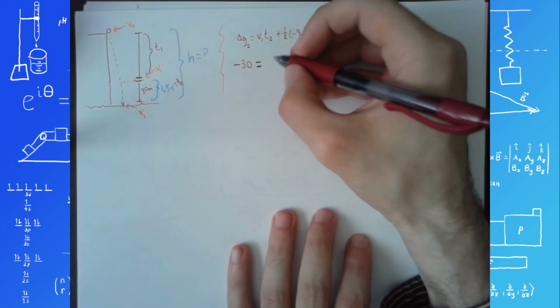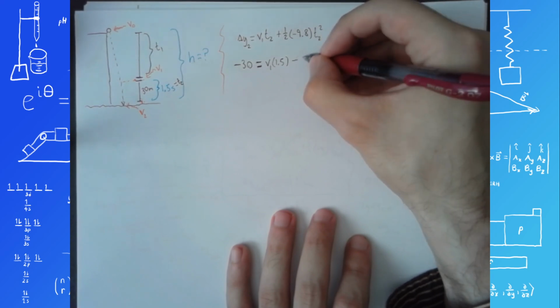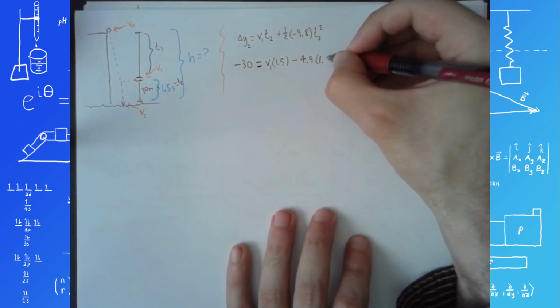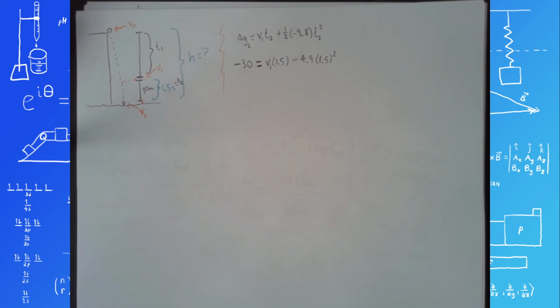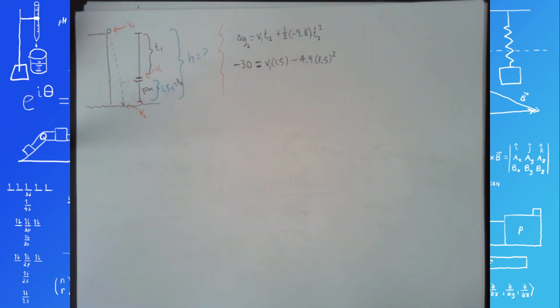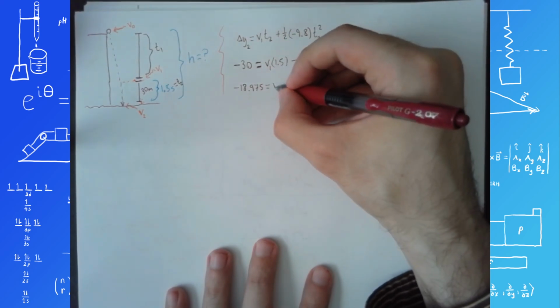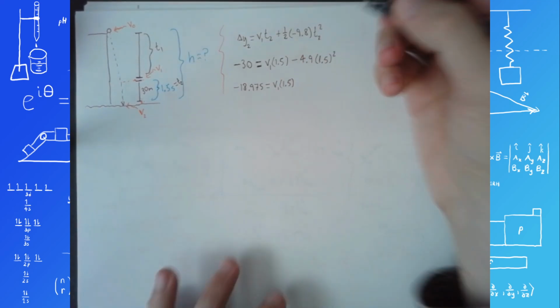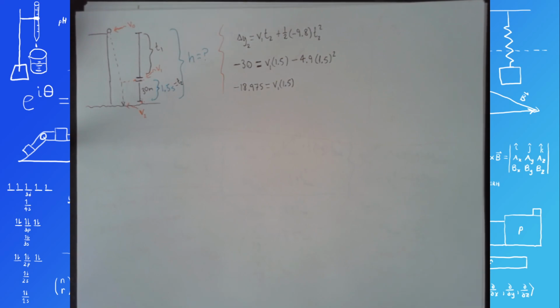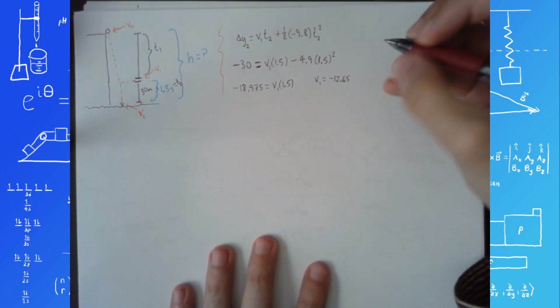Anyway, negative 30 equals V1 times T2. I don't know V1. T2 I do know is 1.5. Half of negative 9.8 is negative 4.9. And then T2 squared is 1.5 squared. Let's see. I'm going to add 4.9 times 1.5 squared over to the negative 30. So negative 30 plus 4.9 times 1.5 squared equals negative 18.975. This sounds like it might divide very nicely when I divide it by 1.5 here. So if I divide by 1.5, I get V1 equals negative 12.65 meters per second.